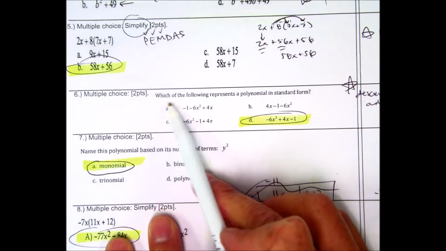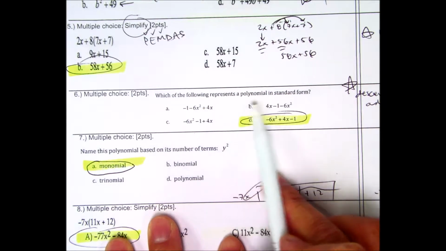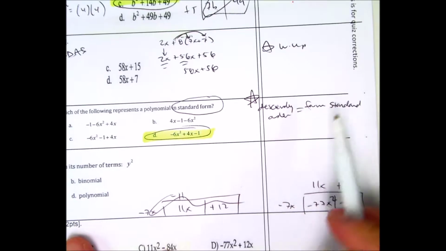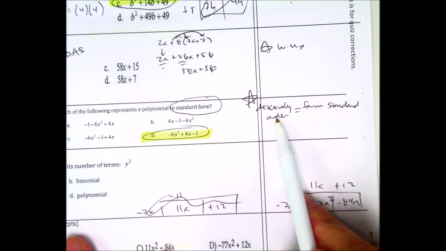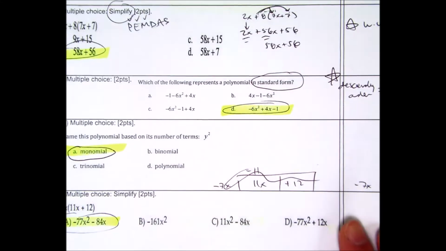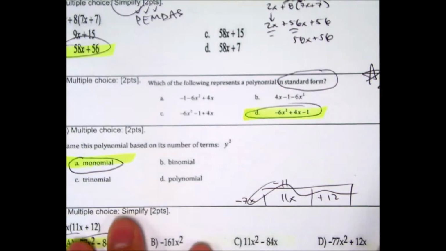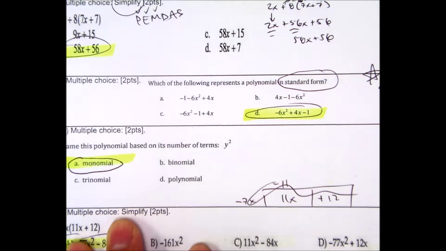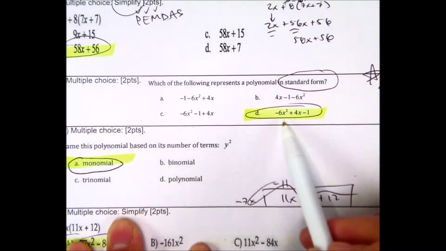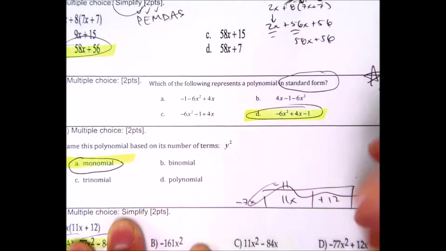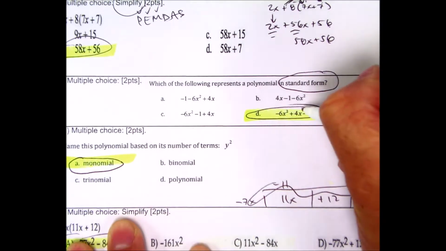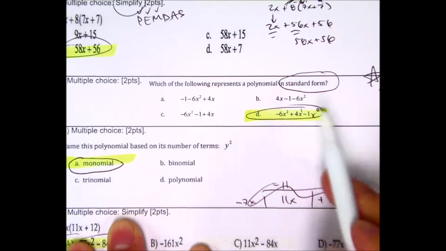Question number 6, which of the following represents a polynomial in standard form? We talked about how standard form is essentially the same thing as getting something in descending order. Descending order is by the exponents. So if you look there, this is x to the second, that's x to the 0, x to the first, so that one's not descending, nor is that one, nor is this one. This is the only one that's in standard form or descending order: x to the second, x to the first, and x to the 0. So 2, 1, 0, descending order.